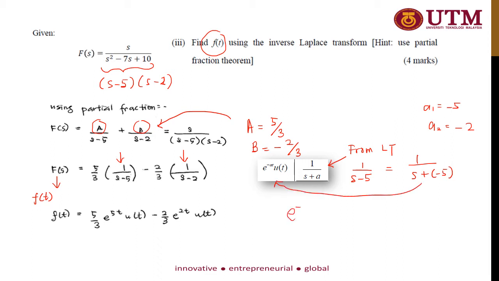e to the power of minus, so your minus a in this case is negative 5, t u(t). Okay, so it is equal to e to the power of positive 5t u(t), while the second component is e to the power of negative 2 over 3, e to the power of minus your a, which is negative 2, t u(t). So therefore, the complete equation, or the inverse Laplace transform of F(s), equals f(t) as the equation shown.